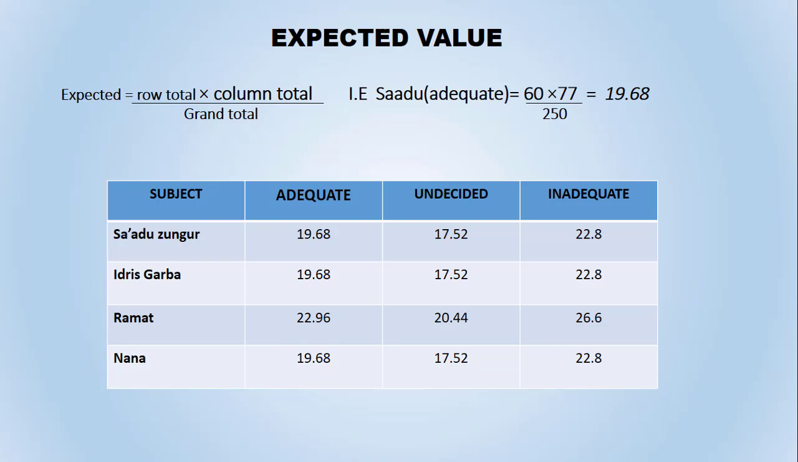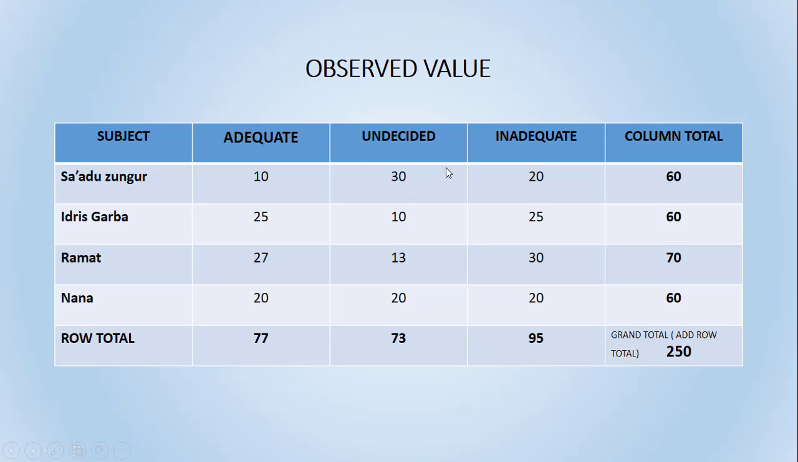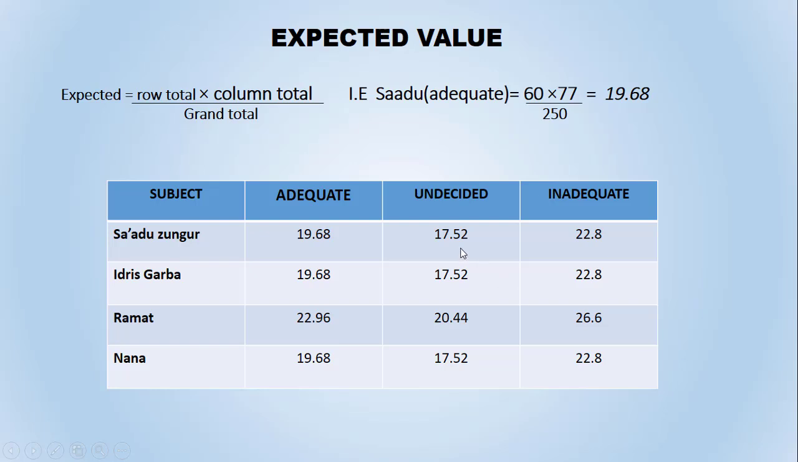How did I get 17.52 in undecided Saudi Zungu? Now in our undecided, in the observed value, the column total of Saudi Zungu still remains 60, and the row total has now changed to 73 because we are working on undecided. We have to multiply by this row total. So for Saudi Zungu we have 60 times 73 divided by 250, we will have 17.52. If you continue to solve it that way, you get the same kind of values.